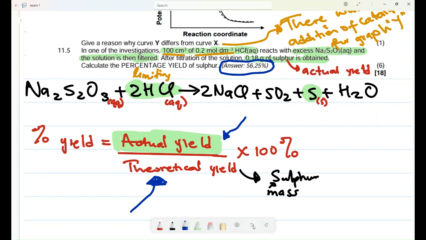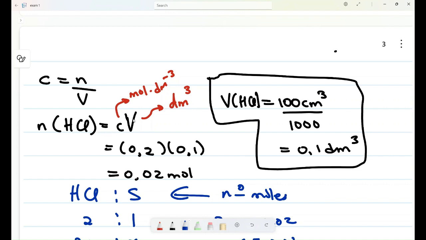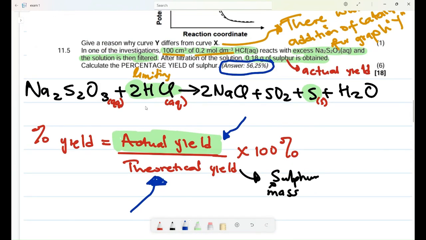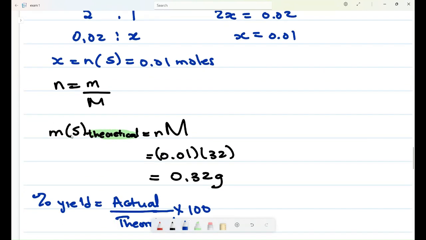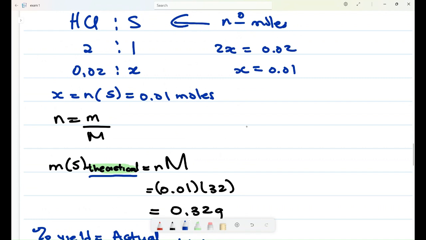So I know when the reaction stopped, this one reacted completely and formed exactly this number of moles of the product. I found the number of moles of hydrochloric acid using the formula n = CV, because I had concentration and volume. First I converted the volume to decimeters cubed, then found the number of moles of HCl and used the mole ratio between HCl and the sulfur product, which is 2 to 1. Then I cross multiplied to get X, the number of moles of sulfur, 0.01. Then I got the mass using the general equation, which is the theoretical mass we calculated. Then I come to this formula.